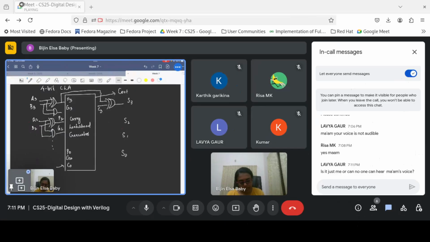Now we are going to calculate the propagation delay of the carry lookahead adder. So here it is 1. Here it's 2, 1, 1. So in total it's a delay of 7, per nanosecond. If you consider a nanosecond as the gate delay, then it will be 7 nanoseconds.